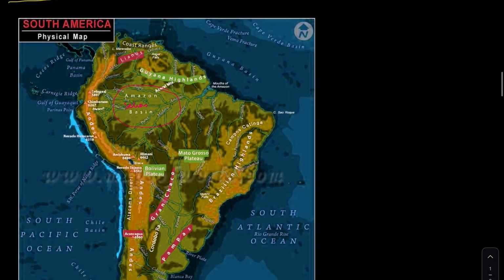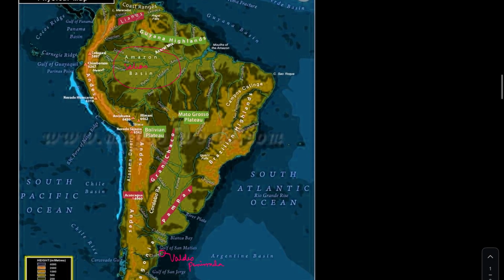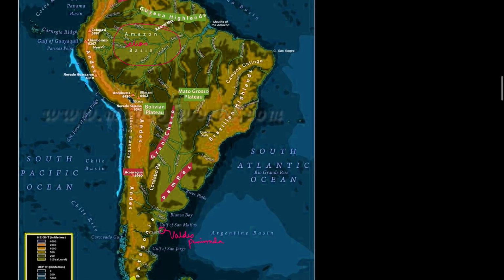So moving to South America, this is a physical map of South America. You could see that over here we have the Amazon basin. Then these are the Andes. As we read earlier, the Andes start from Venezuela and end in Chile and Argentina.